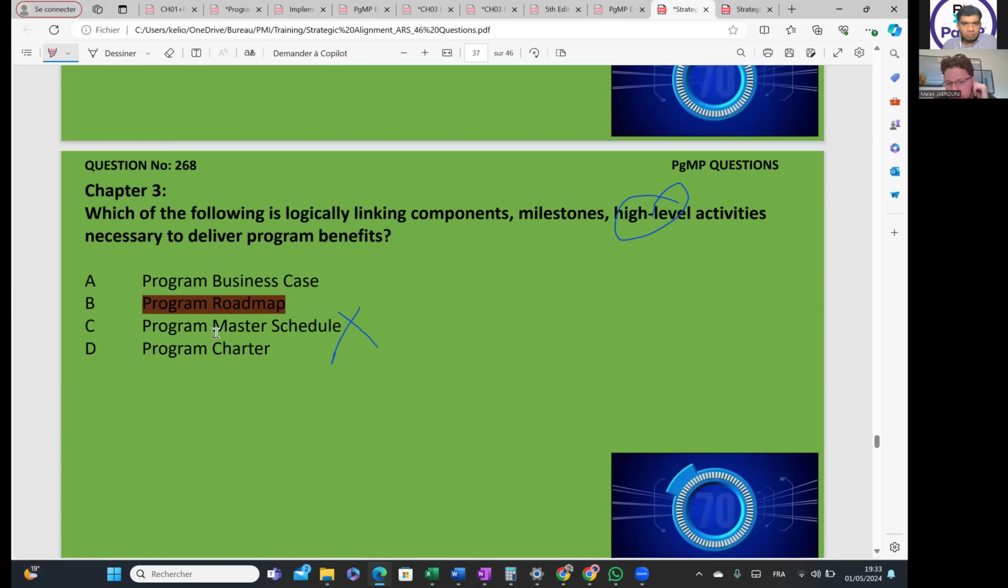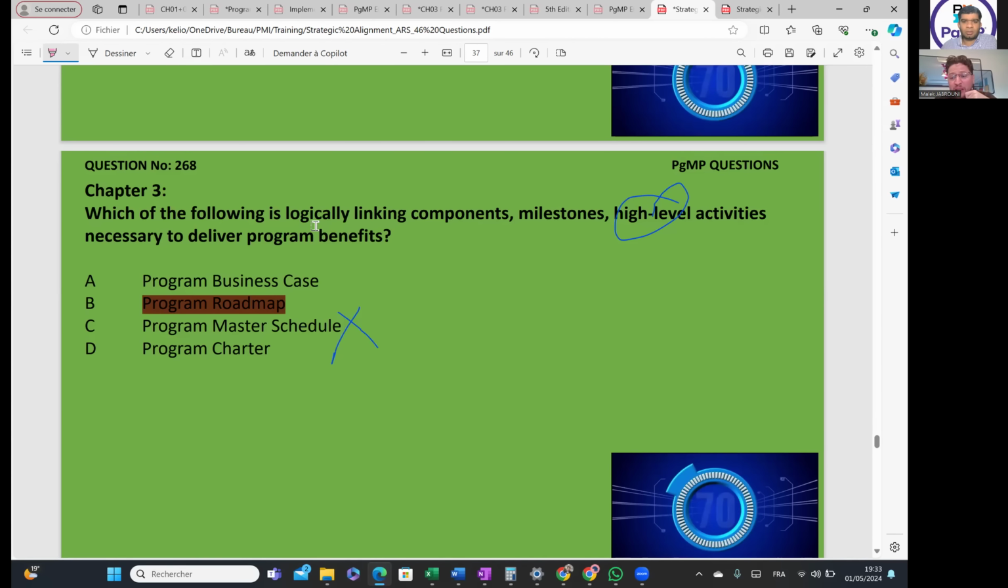So this one, yes, high level. I didn't see it. I put program roadmap, but what is the keyword here? High level. There is logically linking components. So linking, I know it was talking about roadmap components, linking components, milestones, activities. So that's why I put program roadmap, but I didn't pay attention to high level activities.